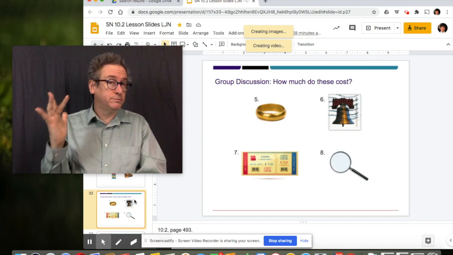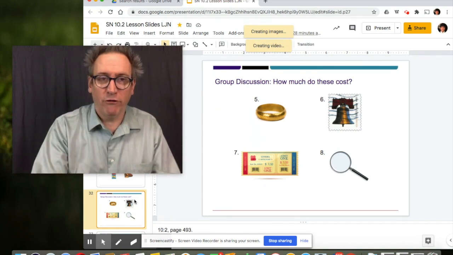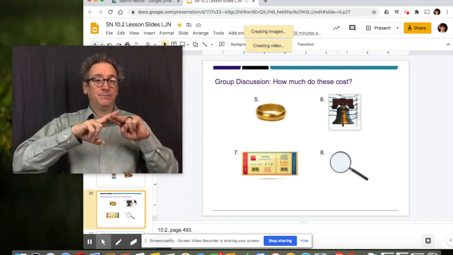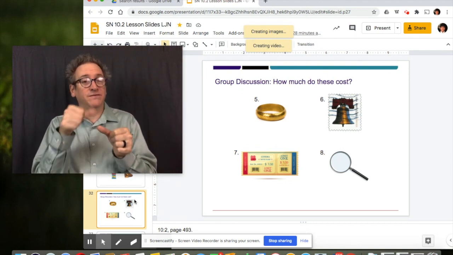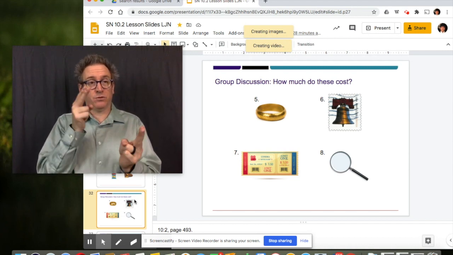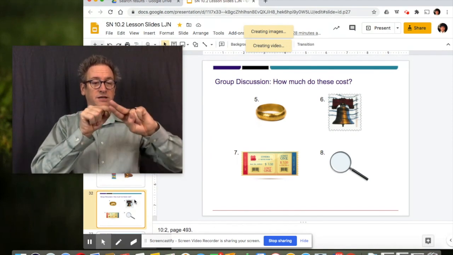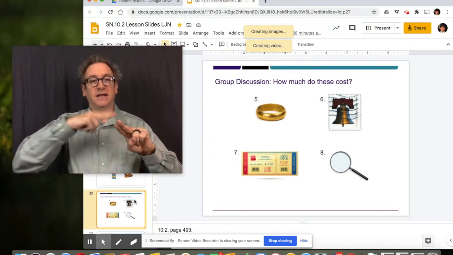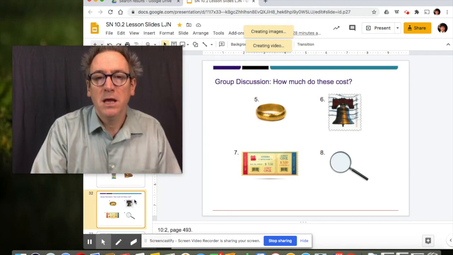Gold, and then ring. One ring to rule them all, one ring to find them. Stamp. Remember, we used this sign for letter, right? Letters of the alphabet or postage letter. Now, a little bit more specific, stamp, because it's a little cube. You lick it. Yeah, I know, I'm old. You lick a stamp and then put it.